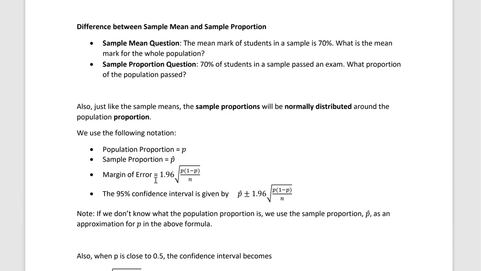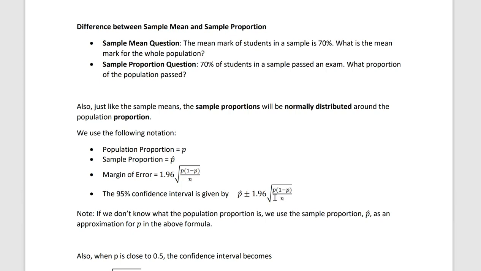Now, it turns out, without proof, you can use the following formula for the margin of error. If you use this sample proportion to estimate the population proportion P, so P hat estimates P, you have a margin of error on both sides. And you can be 95% confident that the actual population proportion P is within that margin of error. The margin of error is given by P hat plus or minus 1.96 times the root of P times (1 minus P) over n.